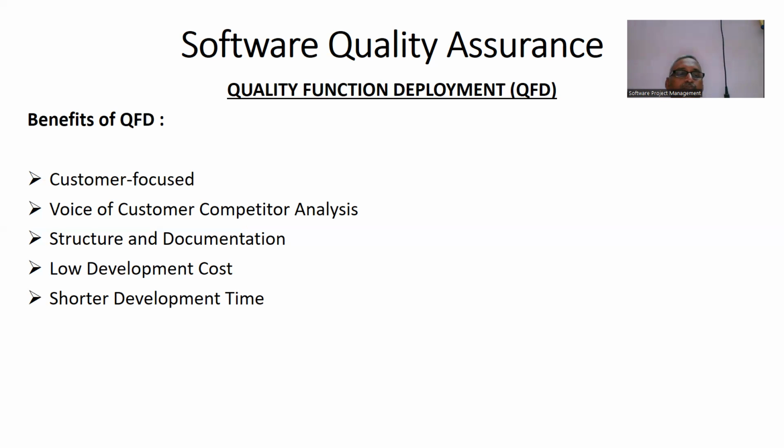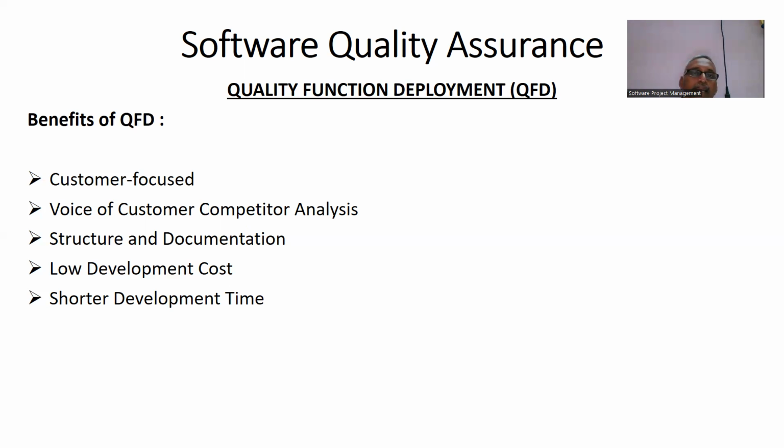Next one, shorter development time. The QFD process prevents wastage of time and resources. Enough emphasis is placed on customer needs and wants for the product. Since customer requirements are understood and developed in the right way, any development of non-value-added features or unnecessary functions is avoided, resulting in no time wasted by the product development team.